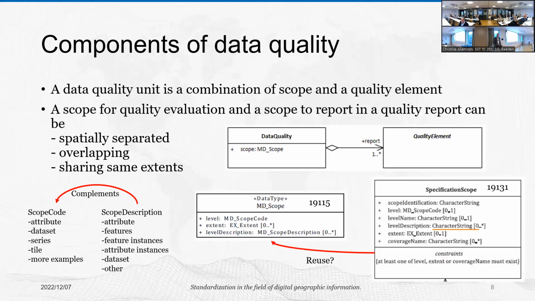For components of data quality, the data quality unit is a combination of a scope and a quality element. A scope for quality evaluation and a scope to report in the quality report can be spatially separated, overlapping, or share some extents. And in comparison to the scope in the specification, you have some common attributes, extent, and level. Maybe you can reuse them when you're testing and reporting quality.